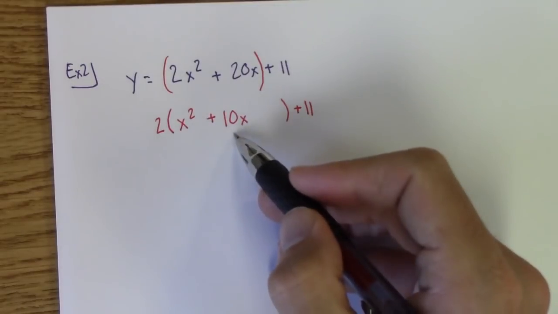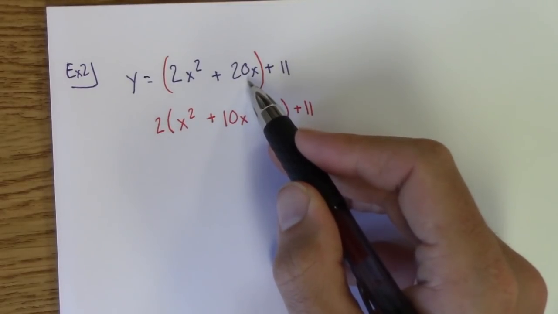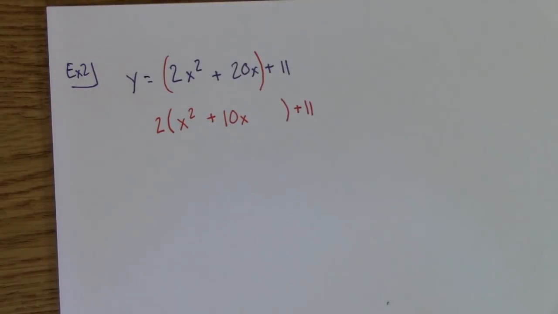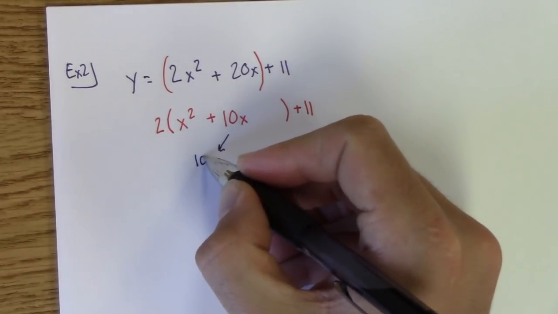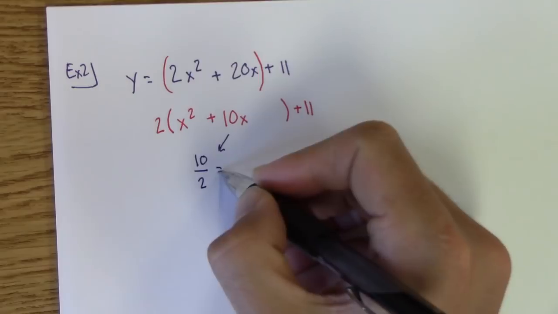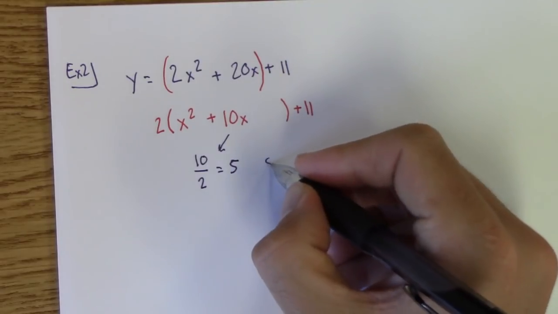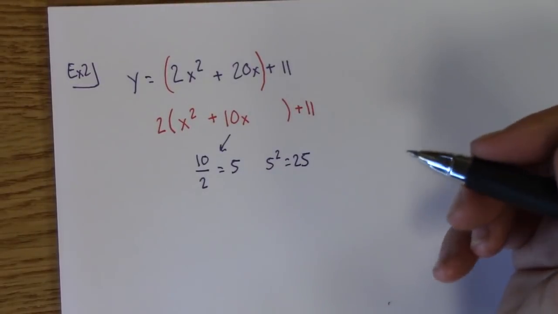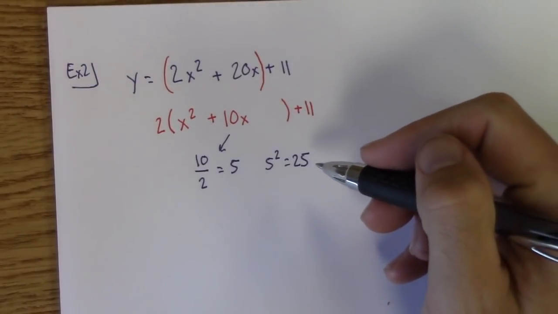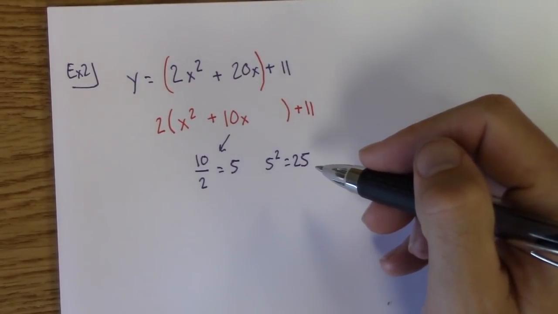Because 2 times 10 gives me 20. So with that in mind, I take the number in front of x, 10, I divide by 2, I get 5, I square that 5, and I get 25. So my perfect number is the number 25.